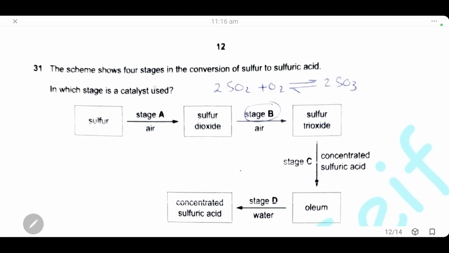31. The scheme shows 4 stages in the conversion of sulfur to sulfuric acid. In which stage is a catalyst used? We know that the catalyst is used in the contact process, in which sulfur dioxide changes into sulfur trioxide. So here the catalyst is used in stage B, converting sulfur dioxide to sulfur trioxide in the contact process.